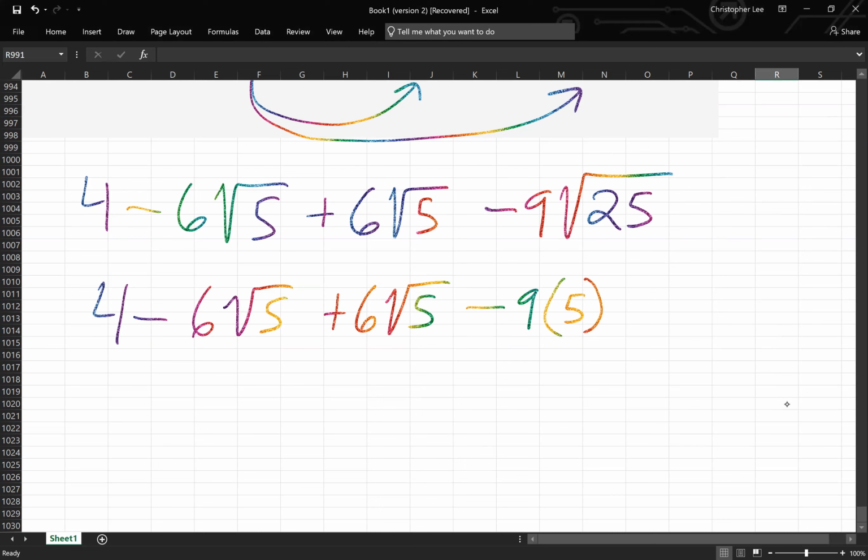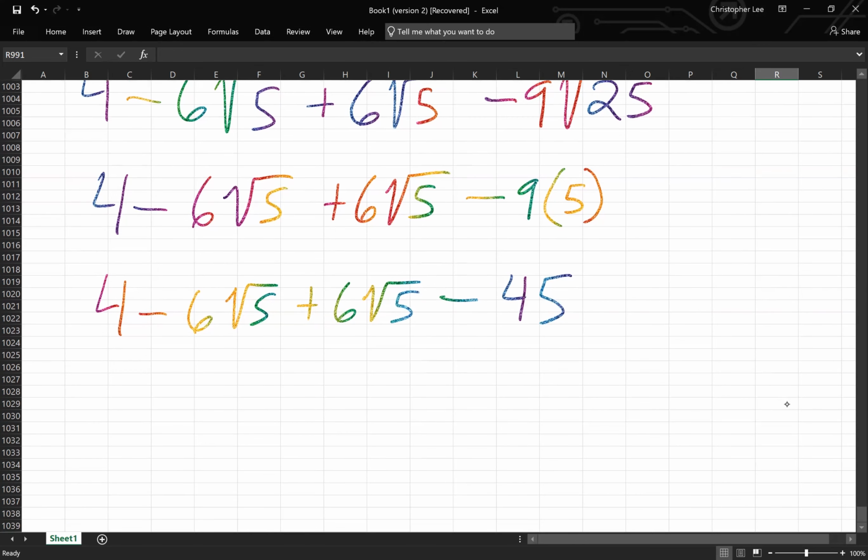All right, let's do the multiplication next. So we have 4 minus 6 square root 5 plus 6 square root 5 minus, I think this is 45. Let's combine like terms. What do I have? The 6 square root 5 terms cancel. So now I have 4 minus 45. What's that? Negative 41. That's my answer. I'm done. Not bad, right?